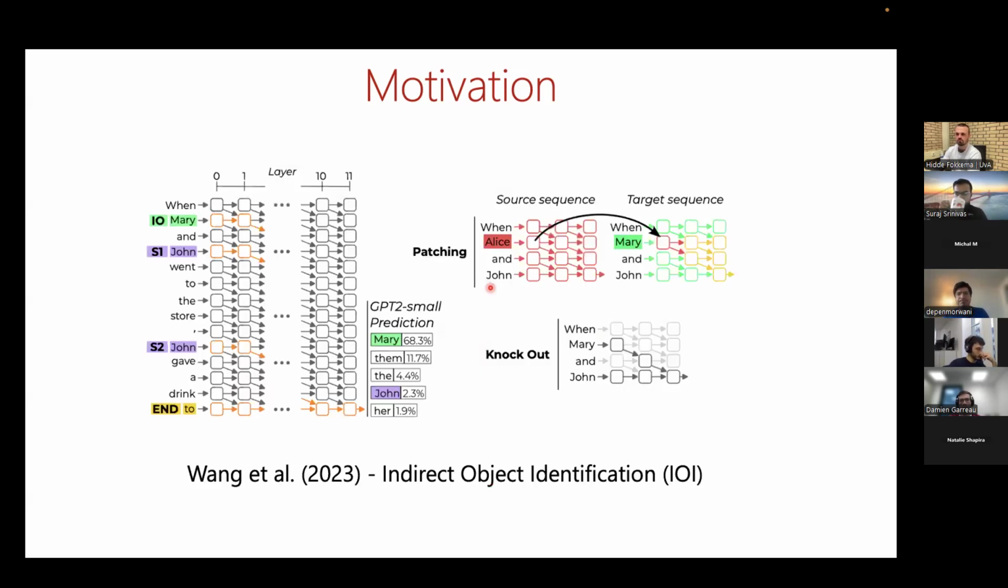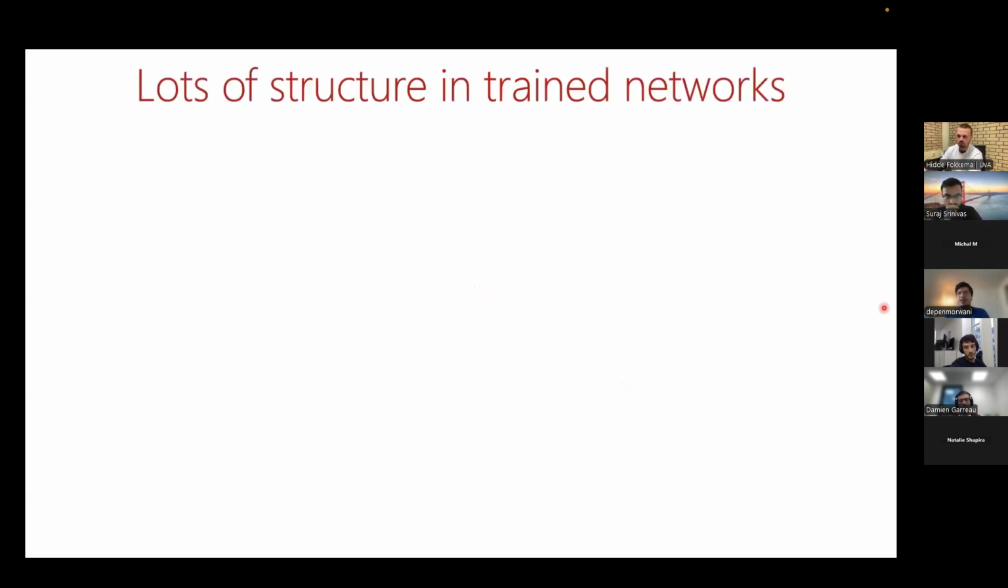Apart from this, there have been other works which have identified circuits which GPT-2 uses for implementing a task called indirect object identification. So recently we have seen a lot of these works which try to see how neural networks implement a given task. But this is not new. We have known for quite some time that there is a lot of structure in trained nets.